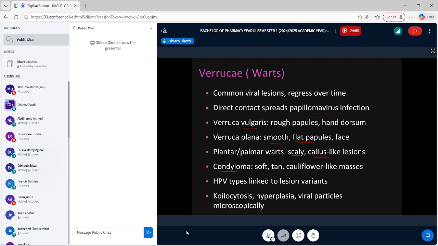Condyloma, when you have them around the anogenital region, the term we use is condyloma acuminatum. So soft, tan, cauliflower-like masses. And the HPV types normally linked to lesion variants: 6 tends to give you condyloma. 1 to 24 and 44 tends to give you verruca vulgaris. I'll show you how it looks microscopically.